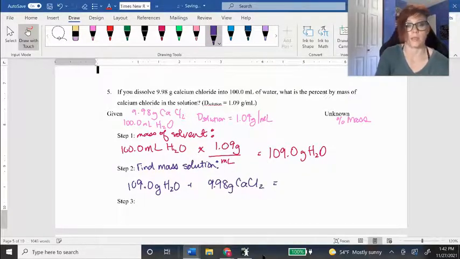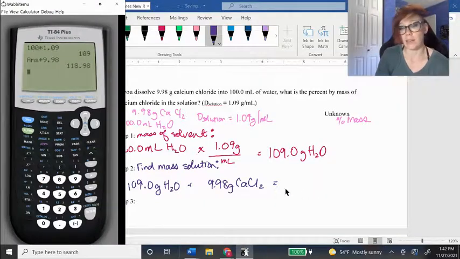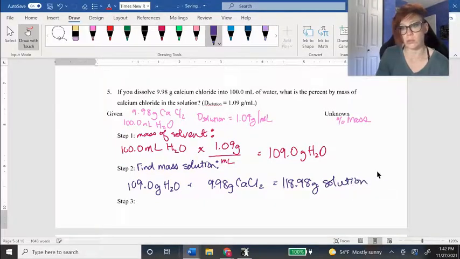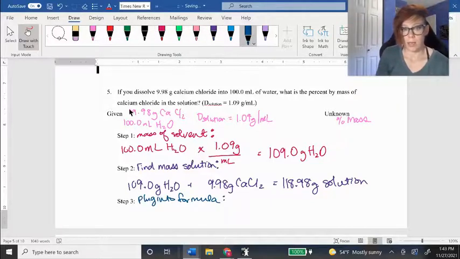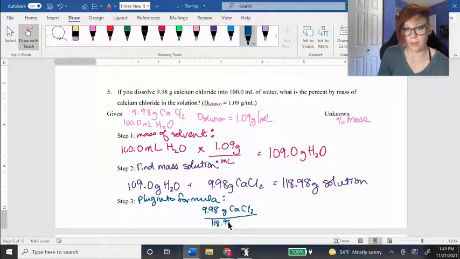And that's going to give me 118.98. And that's my grams of solution. So then my step 3 is just to plug into the formula at this point. So I'm going to take my 9.98 grams of CaCl2, and I'm going to divide it by the mass of the solution, which is 118.98.